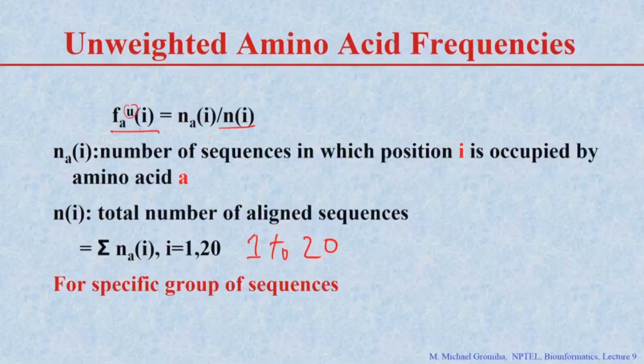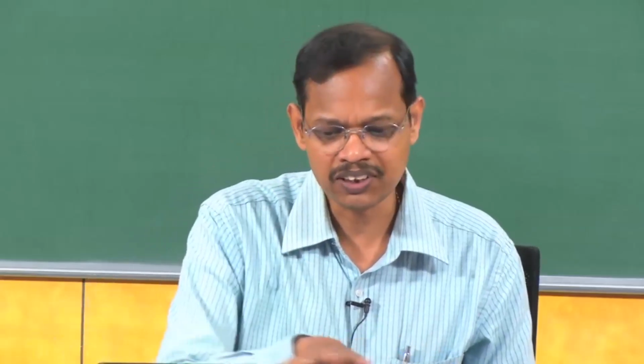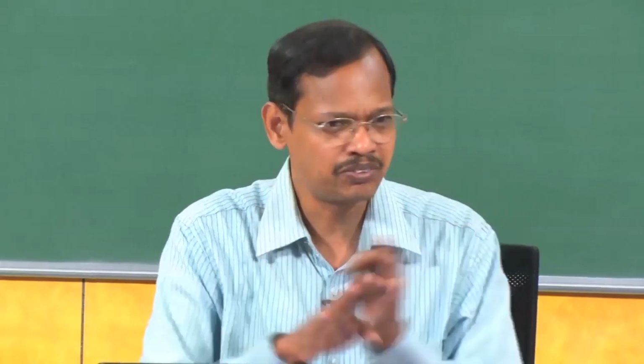So, here F of I is for each residue, any residue A in any position I, normalized with the total number of sequences at a particular position, fine. Normally we use this for a specific group of sequences which is highly homologous, where we expect similar residues at similar positions. So, in this case we use unweighted amino acid frequencies for any specific group of sequences.